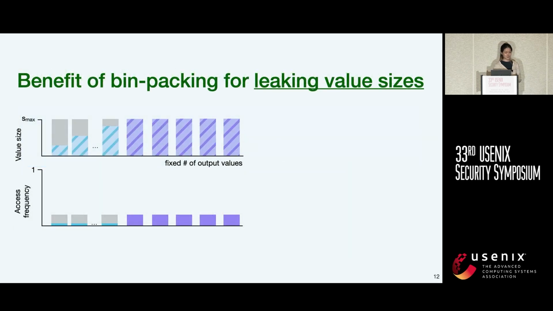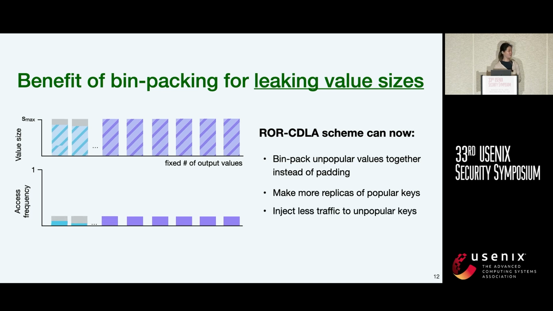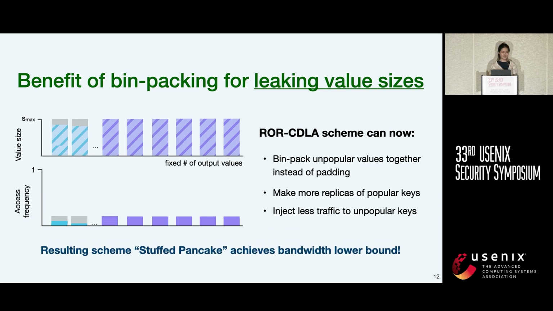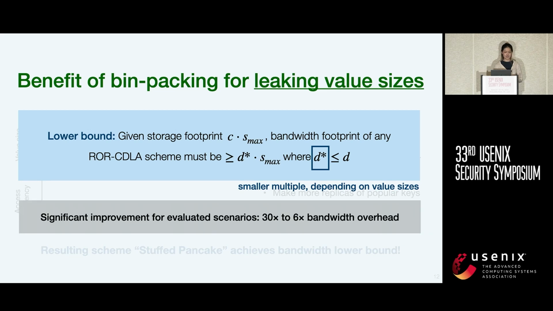Now let's see how bin packing reduces this bandwidth footprint given the same input. Instead of padding all values to the same size, the scheme can now bin pack the unpopular values together, which makes room for more replicas of the popular keys and reduces the volume of traffic sent to the unpopular keys. While the traffic volume now depends on the value sizes, the identities of individual keys are still hidden, preserving ROR-CDLA. This scheme, which we call stuffed Pancake, achieves the bandwidth bound for leaking value sizes, which is as follows. Given the same fixed storage, the bandwidth bound is now a smaller multiple D-star of S_max, and it can get even smaller depending on how packable the value sizes are. This gave us significant performance improvements, such as 30 times to 6 times bandwidth overhead.